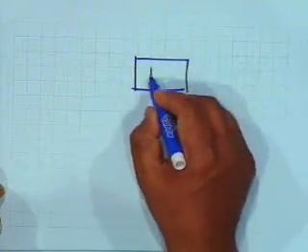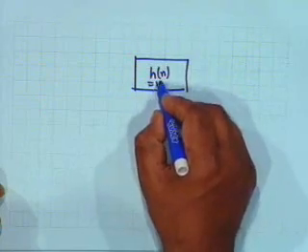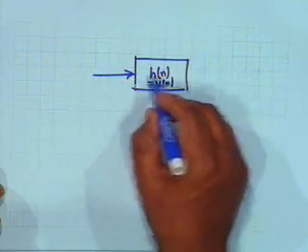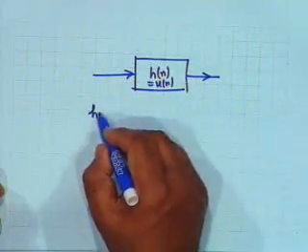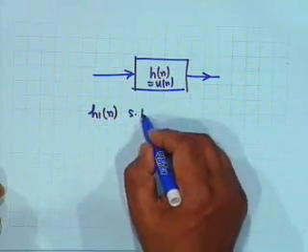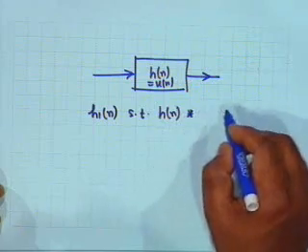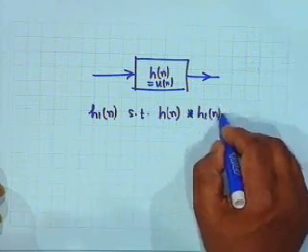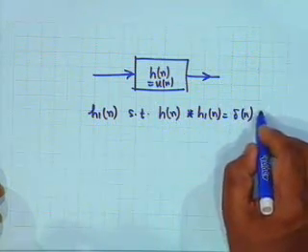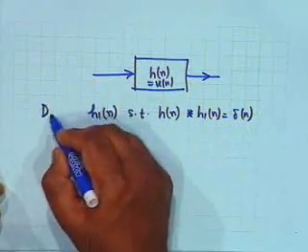The question that we ask now is, does there exist an h1 of n such that h of n convolved with h1 of n is delta n? This is the question. Does there exist?